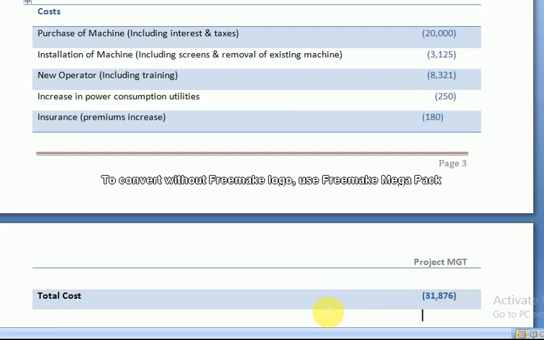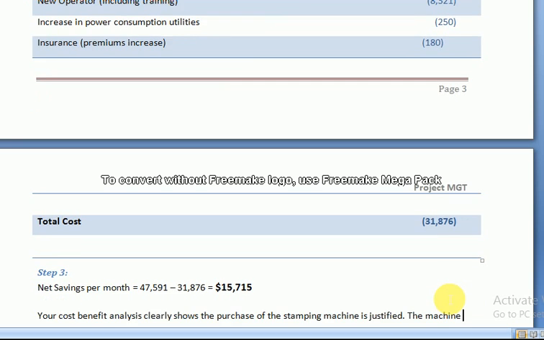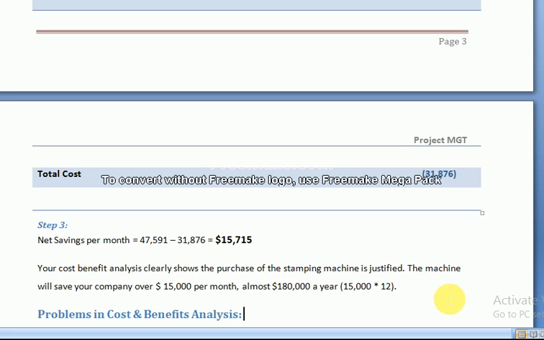Now all these costs I add up, which equals 31,875. And being a project manager, I am sure that I calculate all the costs and all the benefits relating to this machinery. Clear? Now, what is step number 3?